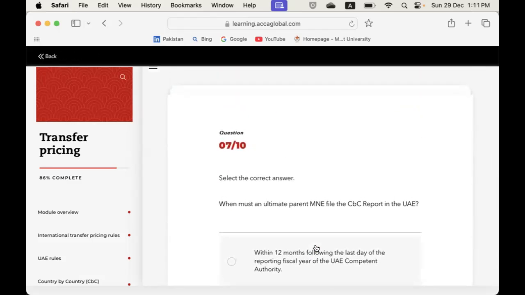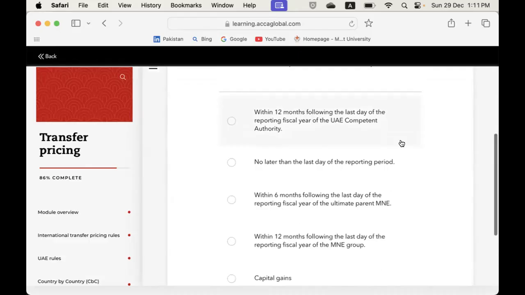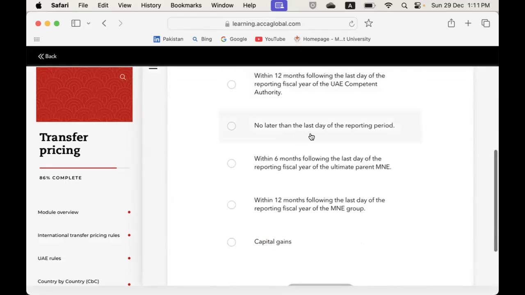Let us look at the next one. When must an ultimate parent entity file the CBC report in the UAE? I think it was 12 months after the MNE's fiscal year. Let's see, within 12 months following the last day of the reporting fiscal year of the UAE competent authority. No, that is Ministry of Finance. No later than the last day of the reporting period. No, that was not the case.